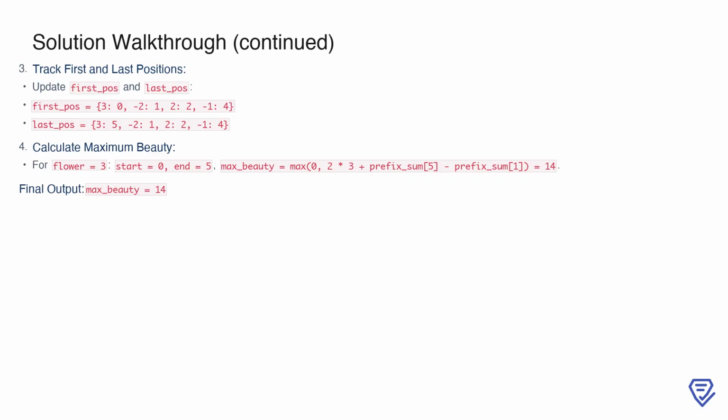Now, we calculate the maximum beauty for each flower type. For flower 3, which appears at positions 0 and 5, the beauty is computed as 2 * 3 plus prefix_sum[5] minus prefix_sum[1] equals 14. This is the highest beauty achievable for this input. Thus, the final output is max_beauty equals 14.